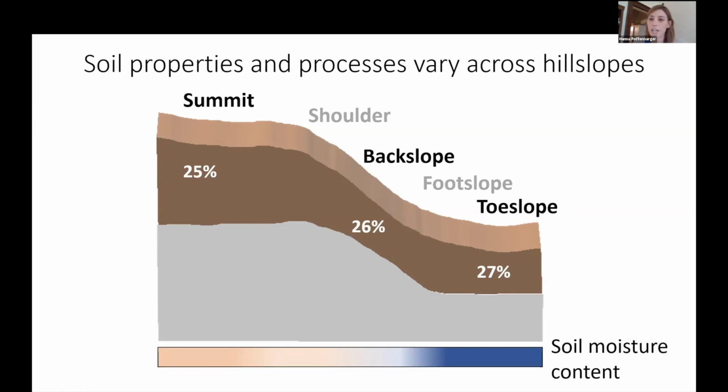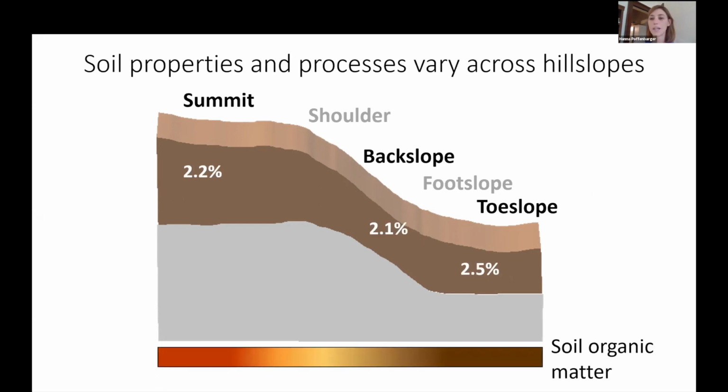You can also see variation in soil moisture. So this was just some measurements from soil samples we had taken in the fall, and typically find that the toe slope is a little wetter than the upland positions, in part because the water after a rainfall event is running downhill and accumulating there, but also since it's lower in elevation, we may see a slightly shallower seasonally high water table, so closer to the surface.